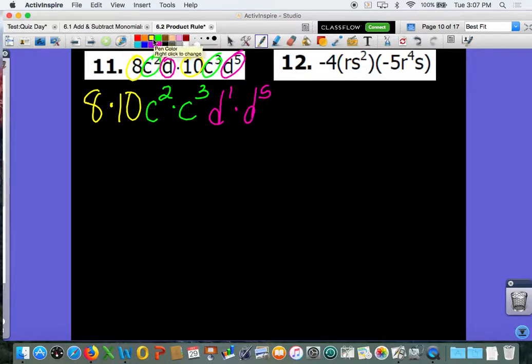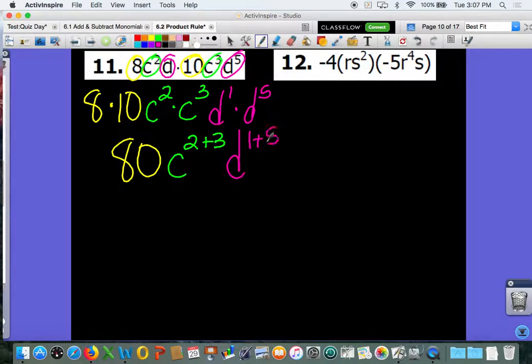Add everything together, and I've got 80. Whoops, I said add everything together. Not necessarily true, it's 8 times 10. Please keep that in mind. We're still multiplying, we're just adding our exponents. So I've got 80. I've got c, and for the sake of us being able to make sure we see it, it's c to the 2 plus 3, and it is d to the 1 plus 5. So final answer is 80.